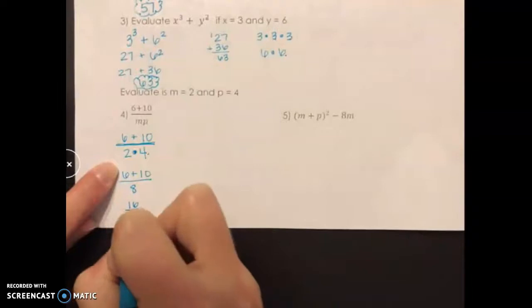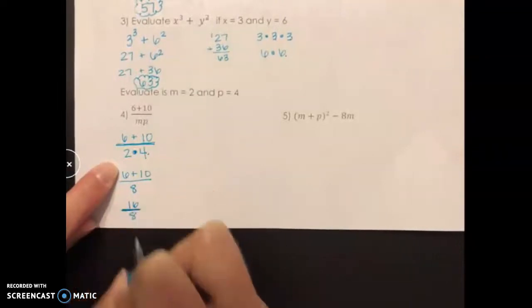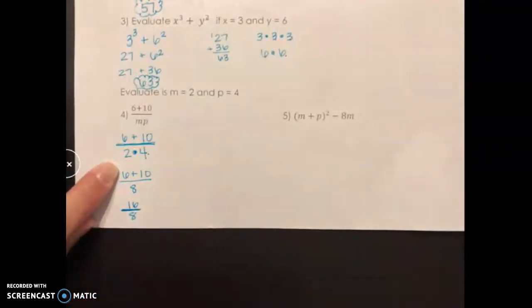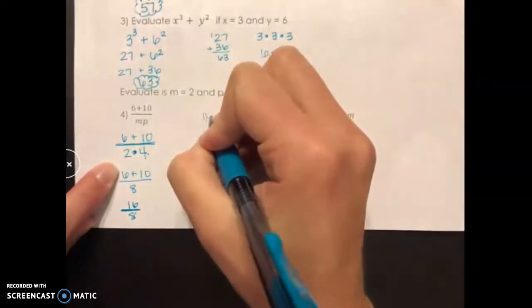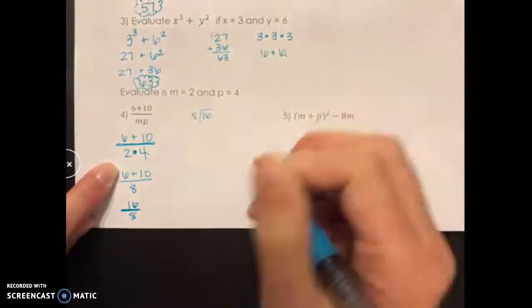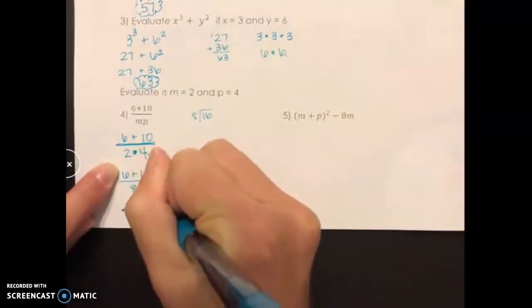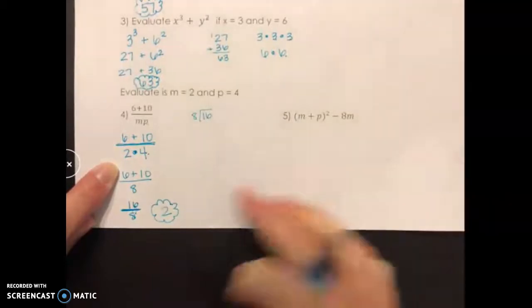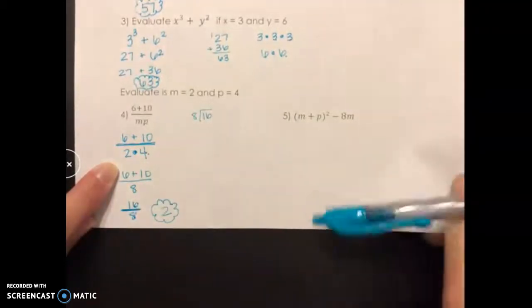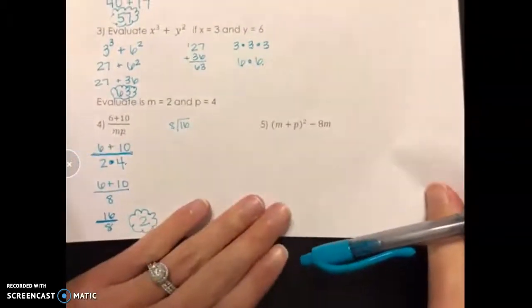And guys, what does a fraction bar also mean? Division. All right, so that means 16 divided by 8. And remember, the top one always goes inside the house. So we would say 16 divided by 8. And guys, you should know this one. That should give us 2. See, wasn't as bad as it looked. All right, and our last one.